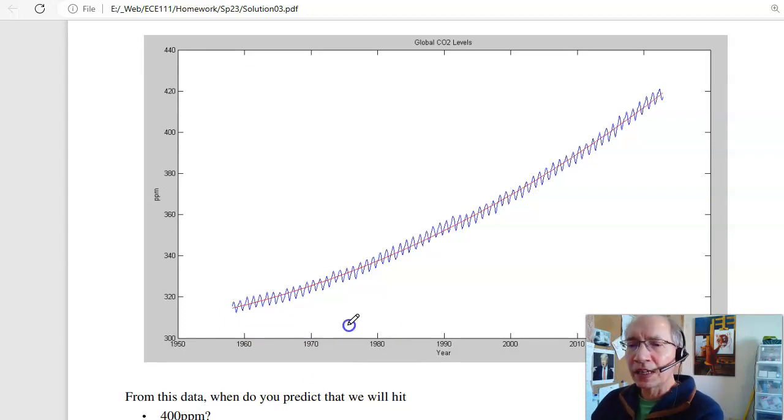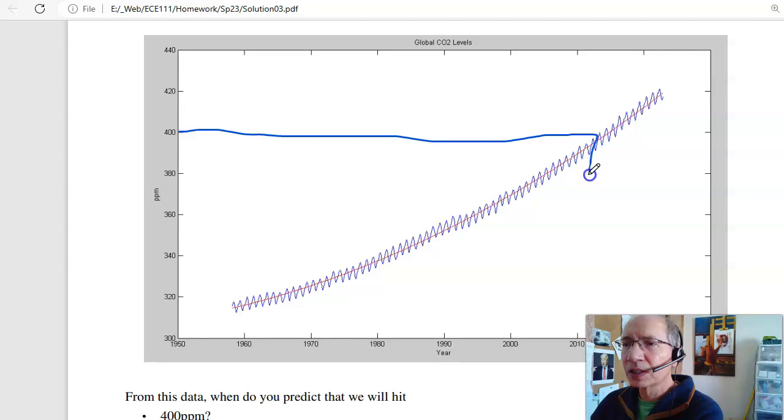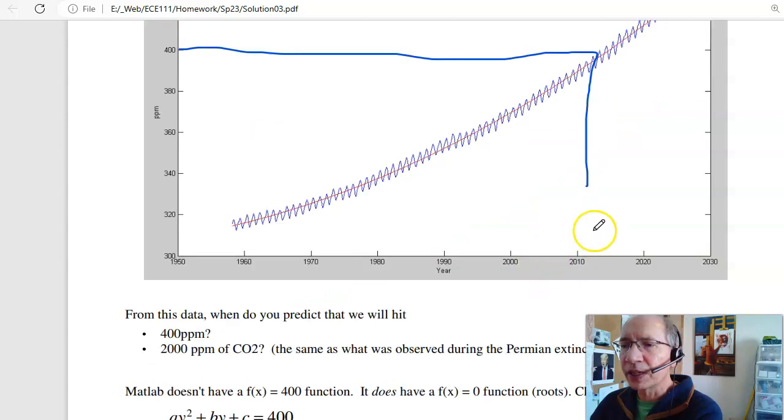With that, I can start doing things. When is the CO2 level going to reach 400 parts per million? And I know that answer. I can just go over there and look on the graph. It's about the year 2015.